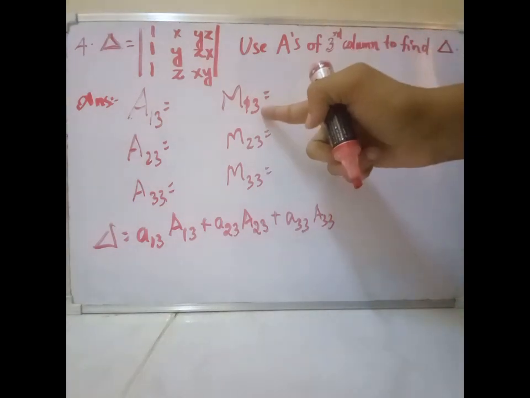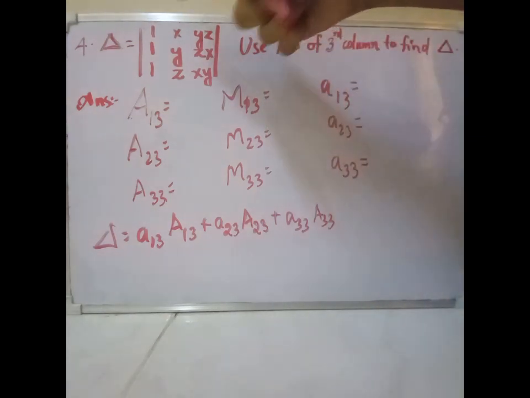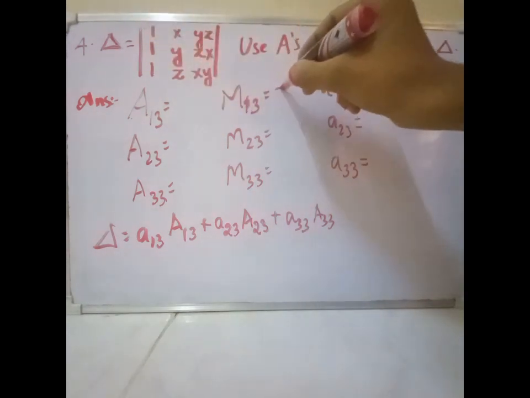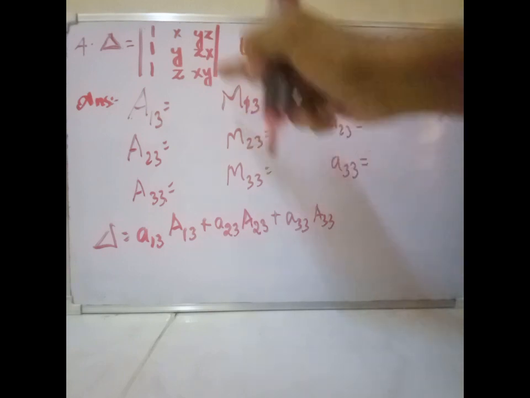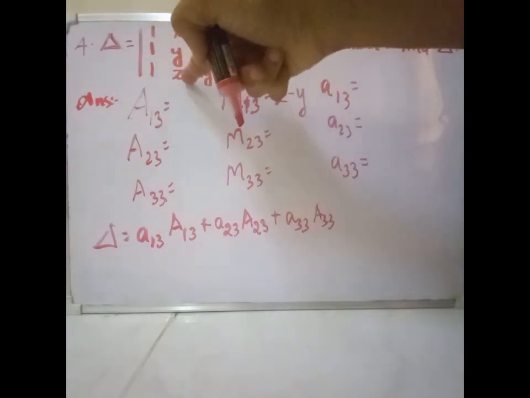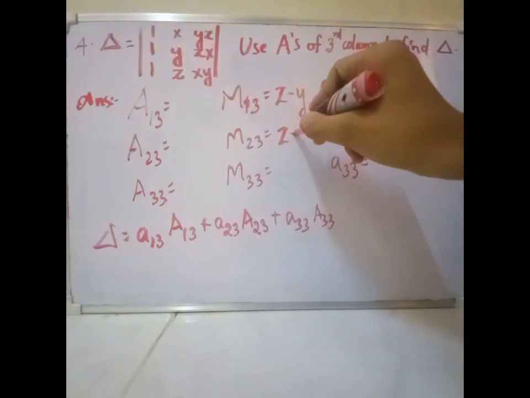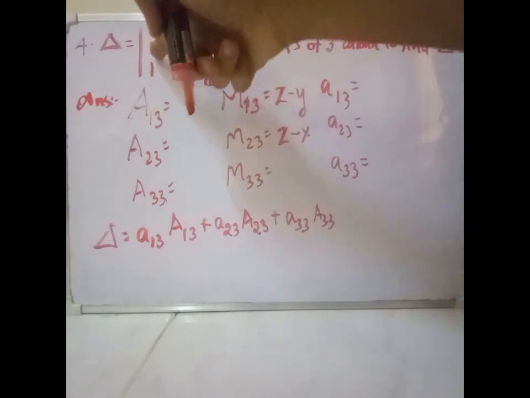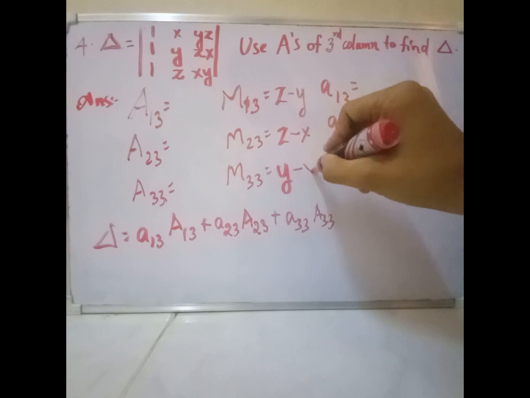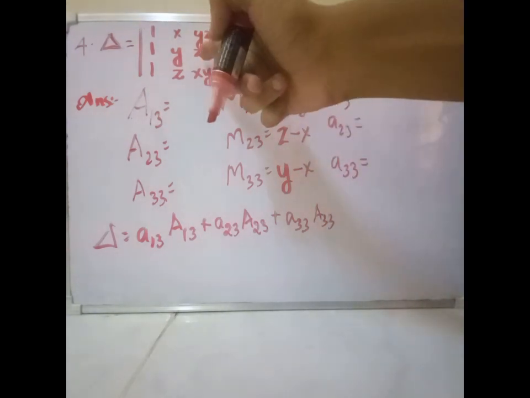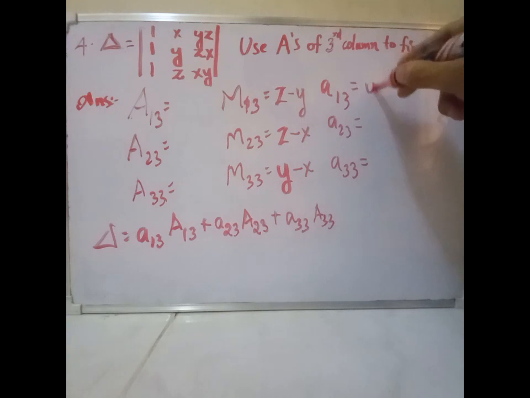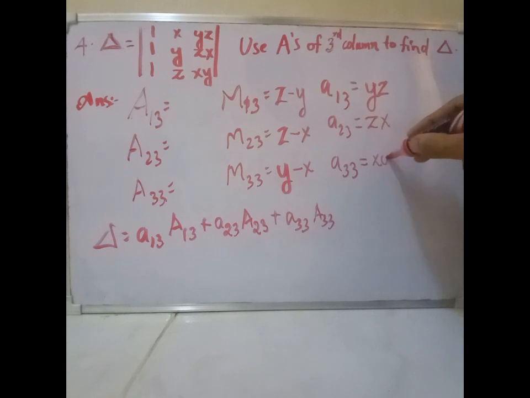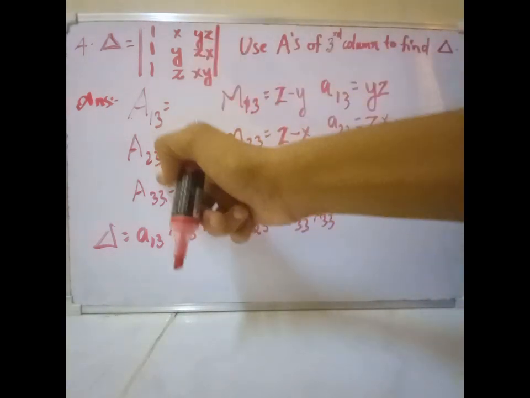So first let's find out M13. So cancel out the first row and third column. So z minus y. Then 2, 3 would be this one and this one cancelled. So z minus x. And M33, this and this cancelled. So y minus x. Now the corresponding elements, yz, zx and xy.